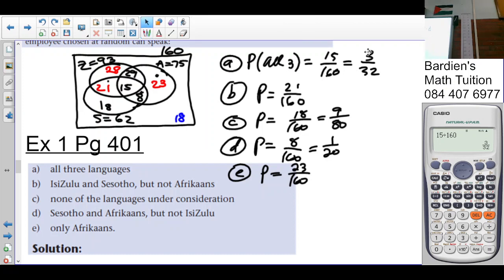Okay. Understand? With this, you should be able to do the first half of exercise 12.3.